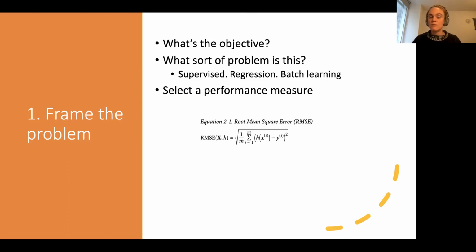There was some discussion about what performance measure to use. And in this case, it was the root mean square error that the author suggested we use. This seems to be the most common choice for regression models.